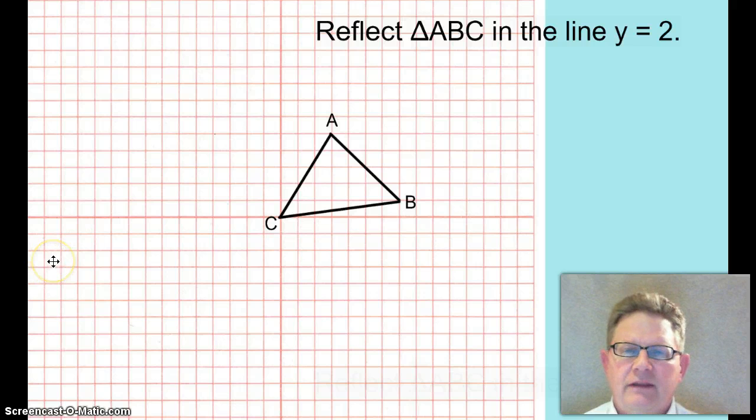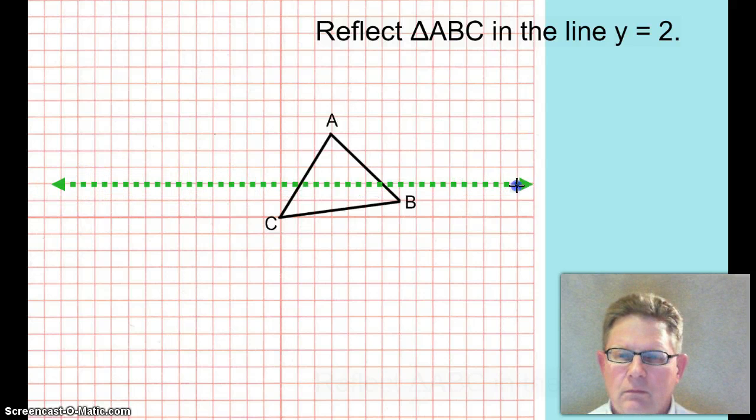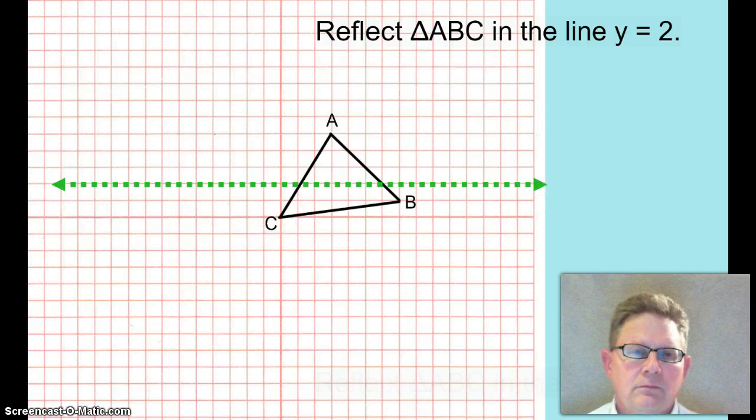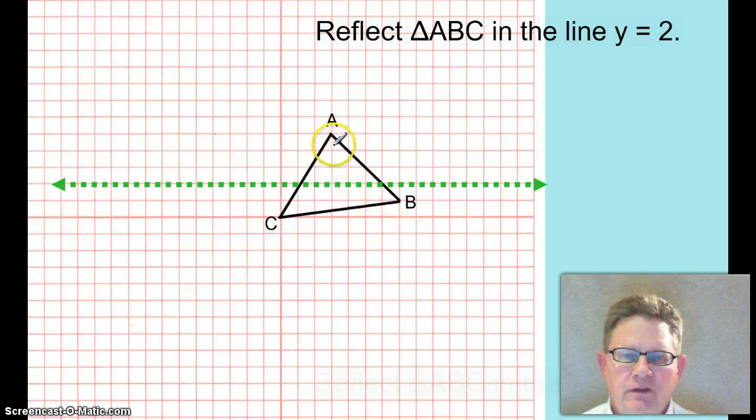Okay? Reflect triangle ABC in the line y equals 2. So let's go ahead and draw a line of reflection up there. Y equals 2 right here. There's your line of reflection. Alright. So each reflection point is going to be the same distance, but on the other side of the line of reflection.